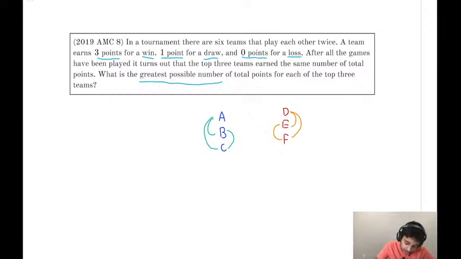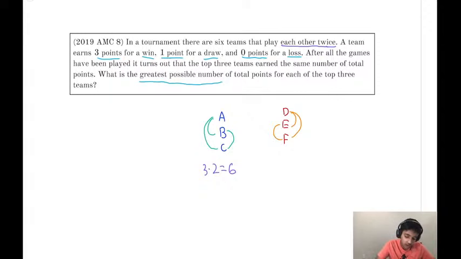But we're given that the top 3 teams play each other twice. So there are 3 possible games here, and 3 times 2 equals 6 games between the top 3 teams. We do 3 possible games times 2 because each game is played twice.